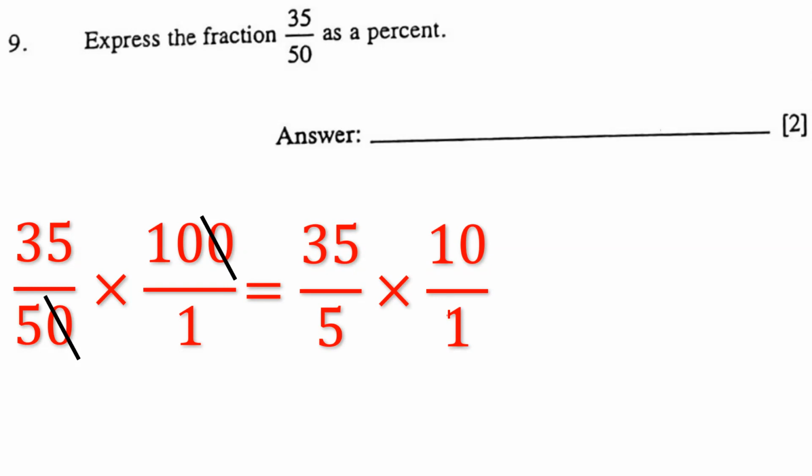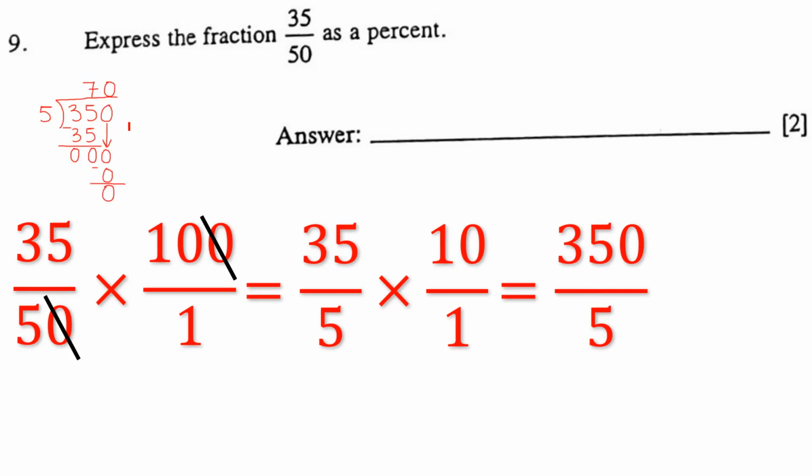What do we do at this point? Well, at this point, we have to multiply 35 by 10. What is 35 times 10? Well, 35 times 10 is just 350. And we have to multiply 5 by 1, and 5 by 1 is 5. So now to find out our answer, we have to divide 350 by 5. So what is 350 divided by 5?